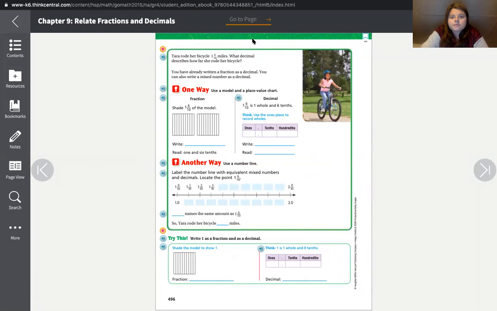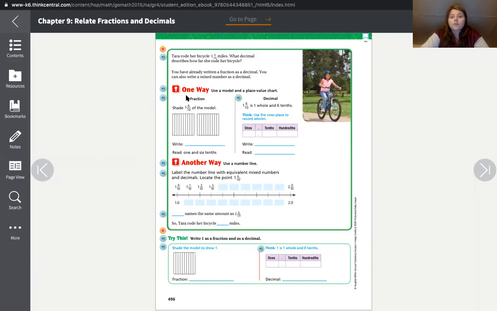So let's look. Tara rode her bicycle 1 and 6/10 miles. What decimal describes how far she rode her bicycle? You have already written a fraction as a decimal. You can also write a mixed number as a decimal, okay? Alarm bells might be going off. This is where we're going to start seeing a digit in the ones place, a digit in the tenths place, okay?